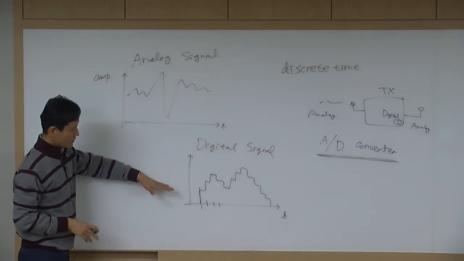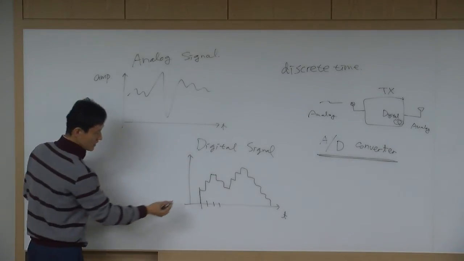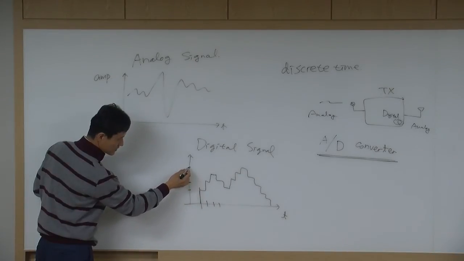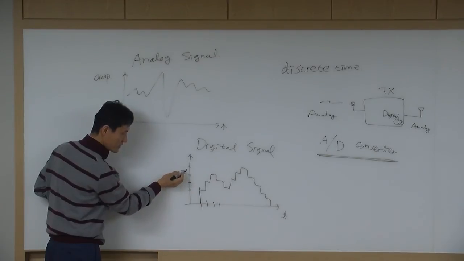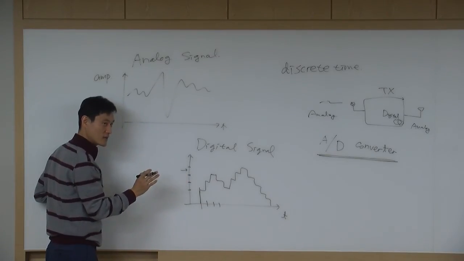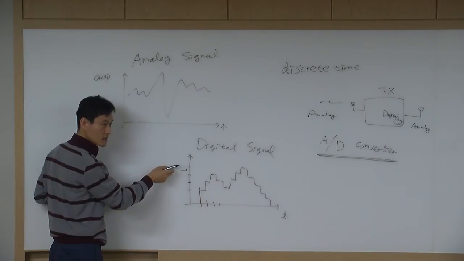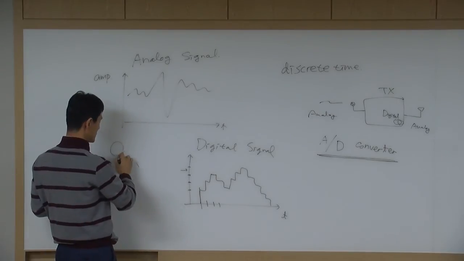Also, the value, the amplitude, is not continuous. It always has to be this value or this value, this value, this value. You can never have this value. That's not allowed, right? You need to have only one of these. So that's what we call quantization.